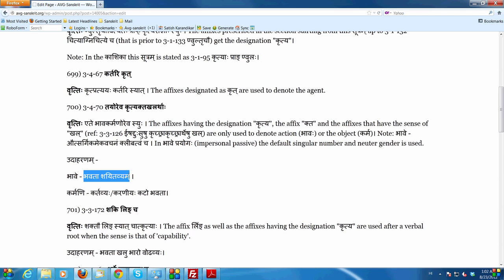So the example would be bhavata shayitavyam: the action of sleeping should be done by you. Now, this action of sleeping is intransitive, there is no object here.